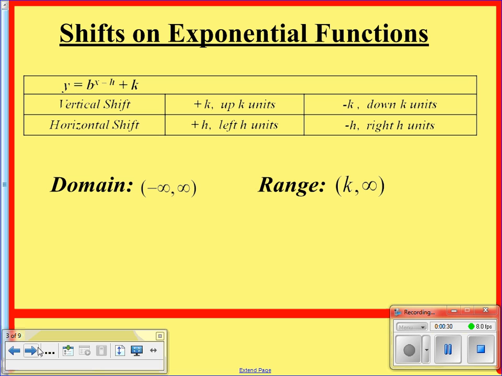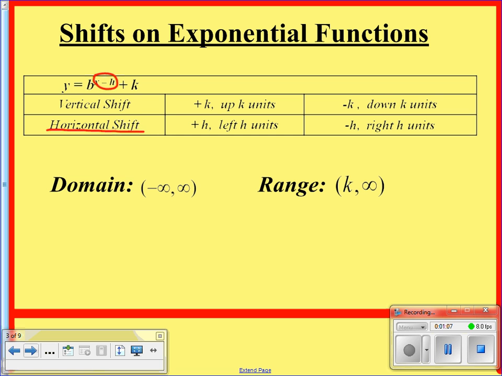The way you're going to know how to shift it left, right, up, and down is based off the equation y equals b to the x minus h plus k. When determining your left and right movement, or your horizontal shift, you look at what is attached to x in the exponent. A plus h means left h units, a minus h means right h units. You will always do the opposite of what it shows in the exponent. The number attached to x is your left and right movement, but you do the opposite.